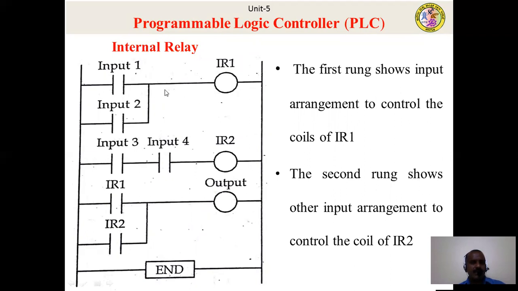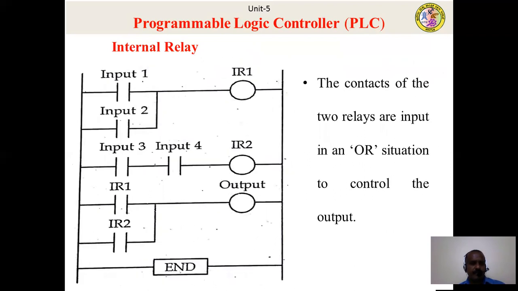The first rung here shows the input arrangement to control the coils of IR1. The second rung shows another input arrangement to control the coils of IR2 here. The contacts of the two relays are input in an OR condition to control the output.